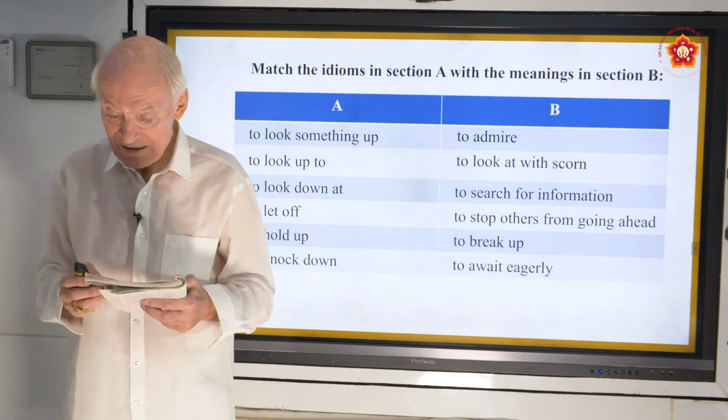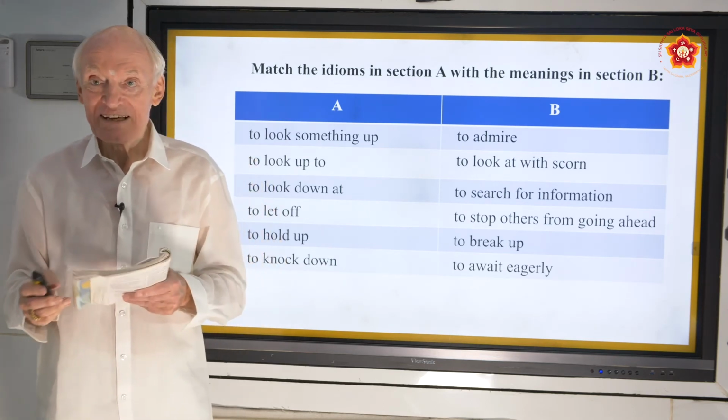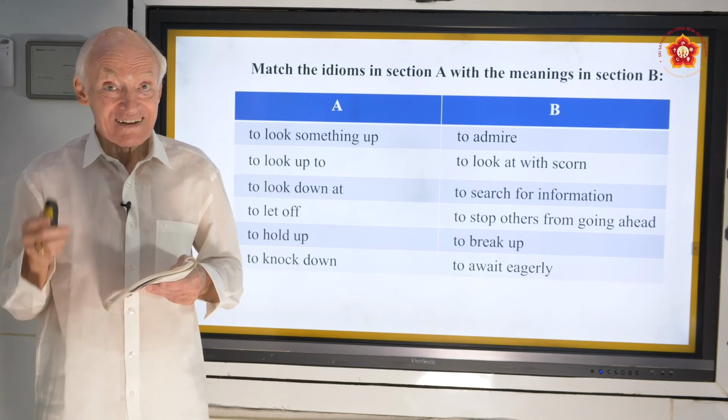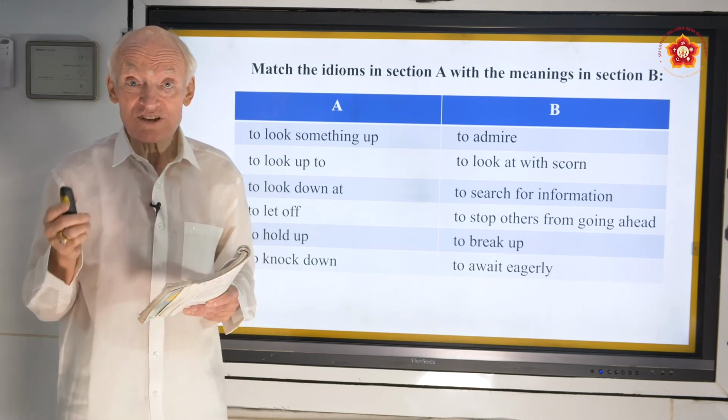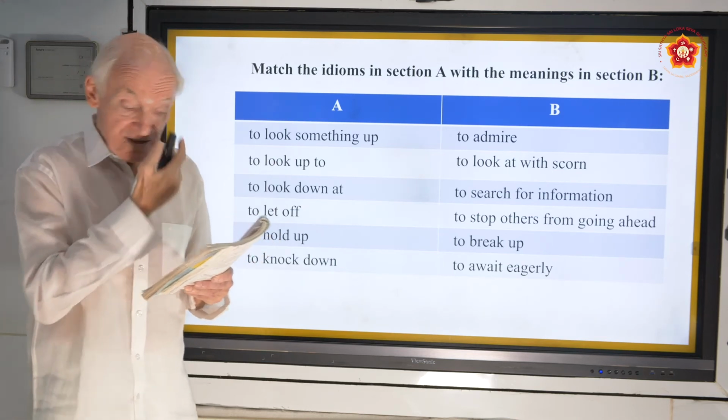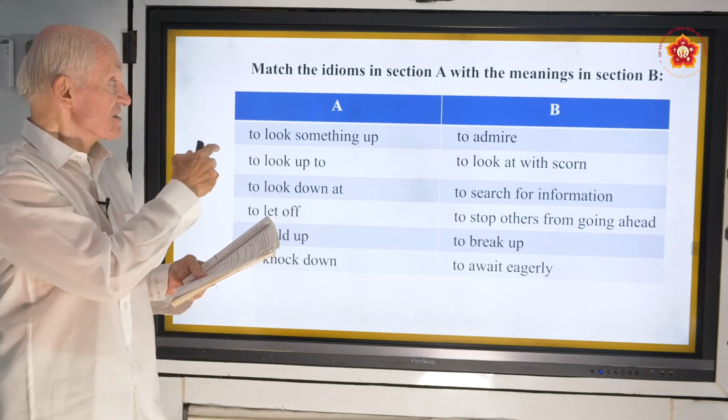Now we have one more exercise. Match the idioms in section A with the meanings in section B. This exercise wants to see how sharp you are on defining these different idioms. So the first one is to look something up.